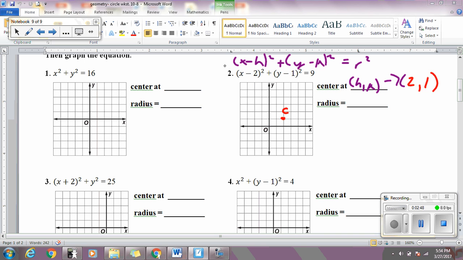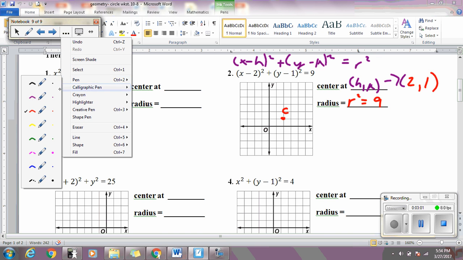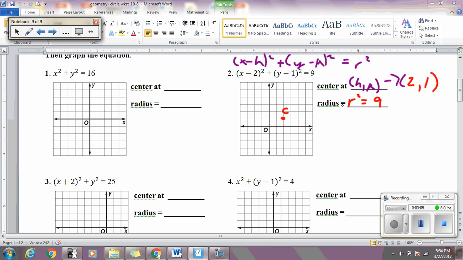Now let's talk about our radius. The radius is found using that last number. So we know that radius squared is equal to 9. If I want to know what the radius is, I would have to take the square root of this value to get the radius. So that means the radius is 3.